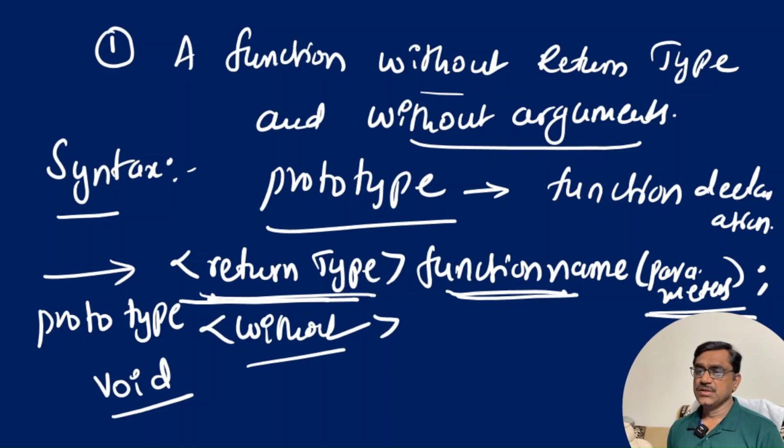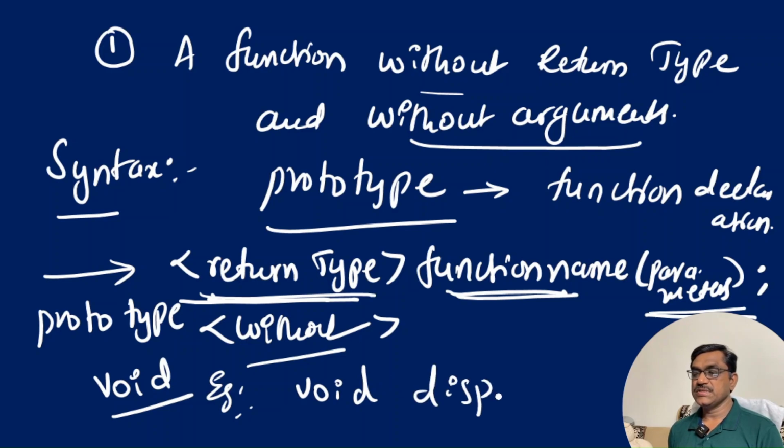Any function is going to have the same kind of syntax: return type, function name, parameters list. So now for this example, without return type means we write void, and the name of the function, assume I'm writing disp, meaning display, and here in the brackets I'm not mentioning anything.